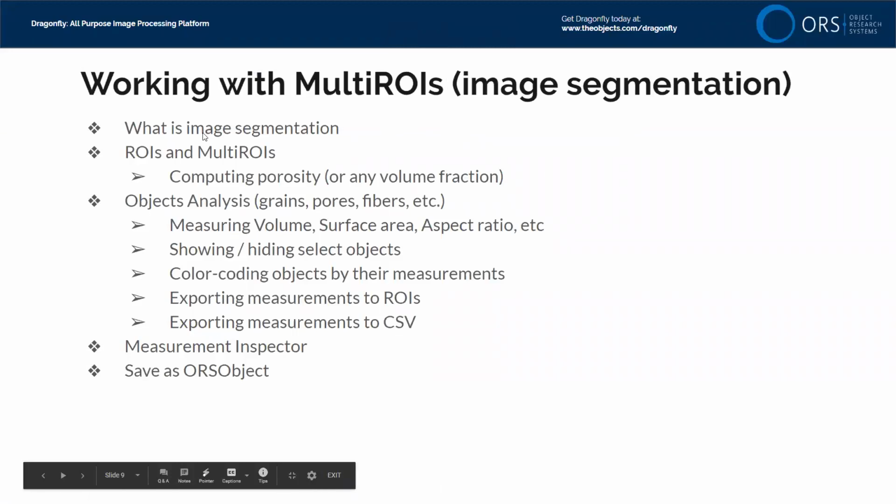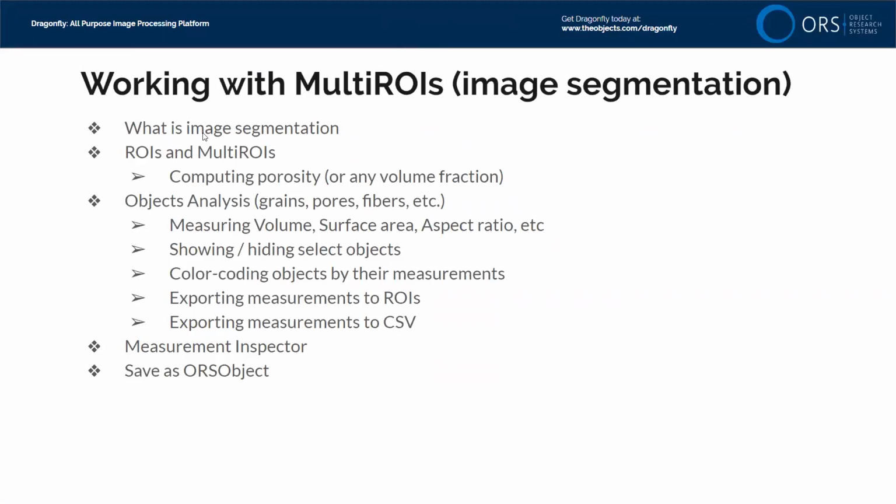Image segmentation is about labeling pixels in your image about what material they are. So if I have a sand pack, for example, which pixels are sand grains and which pixels are air? We're going to use ROIs or regions of interest and multi-ROIs for multi-regions of interest. We will look briefly at computing porosity today, or really any volume fraction. We're also going to do object analysis, which is the tool for doing quantitative analysis on multiple objects. So these could be grains or pores or fibers. We will look at making measurements such as volume, surface area, aspect ratio.